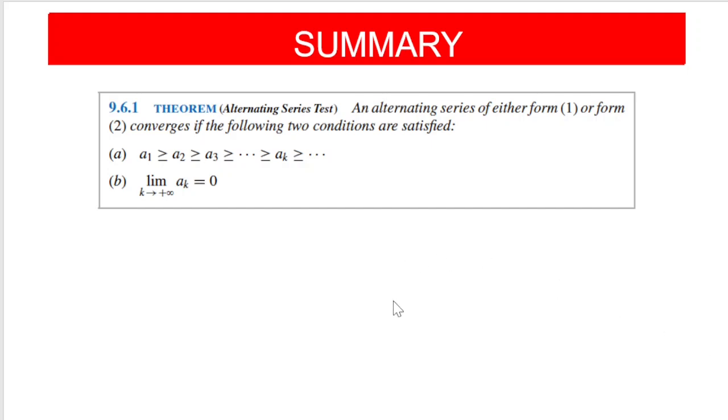So in summary, we can say that an alternating series is convergent if the two conditions are satisfied: letter A, the terms of the series are decreasing, and letter B, the limit of a sub k as k approaches positive infinity is equal to 0.